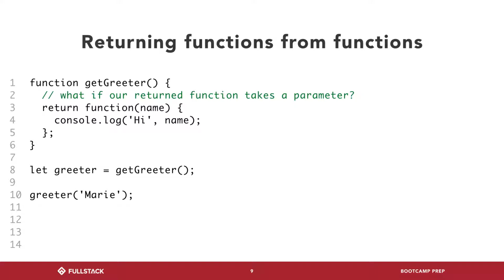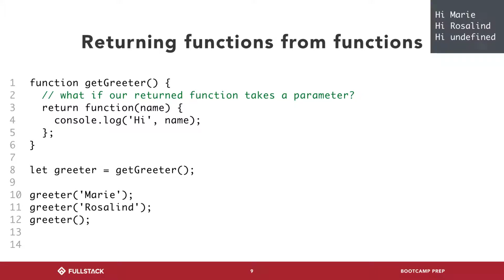Cool. So if greeter is becoming this function, this shows that we can invoke this function like we do any other function, which means we can pass in arguments that this function is trained to take. This function is trained to take in a name argument, and it console logs out hi name. If we invoke that now with Marie, then we get hi Marie. Nothing too complicated, just this idea that greeter is now basically that function. So we can invoke it, pass it things, and do whatever we want with it, like we would any normal function.